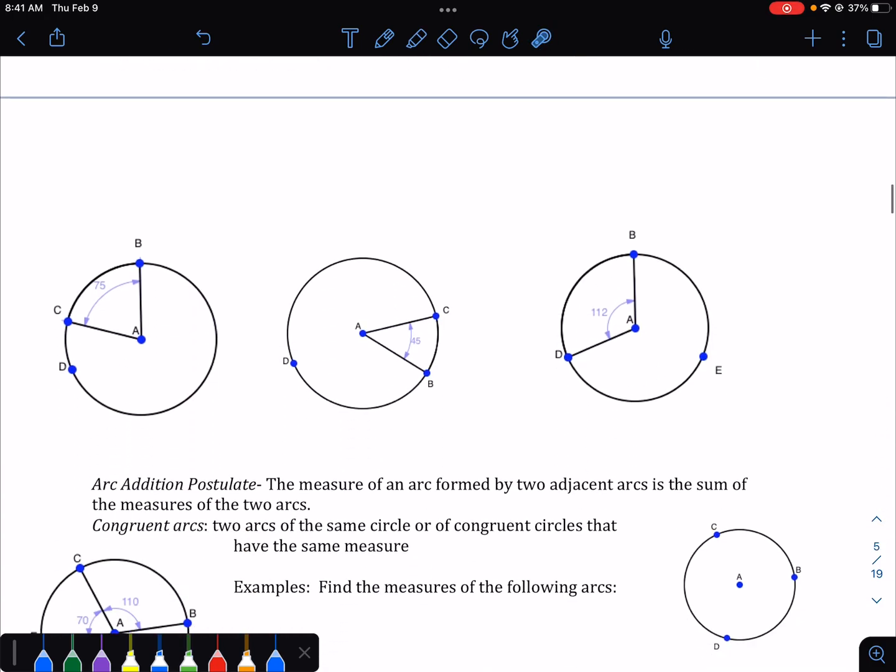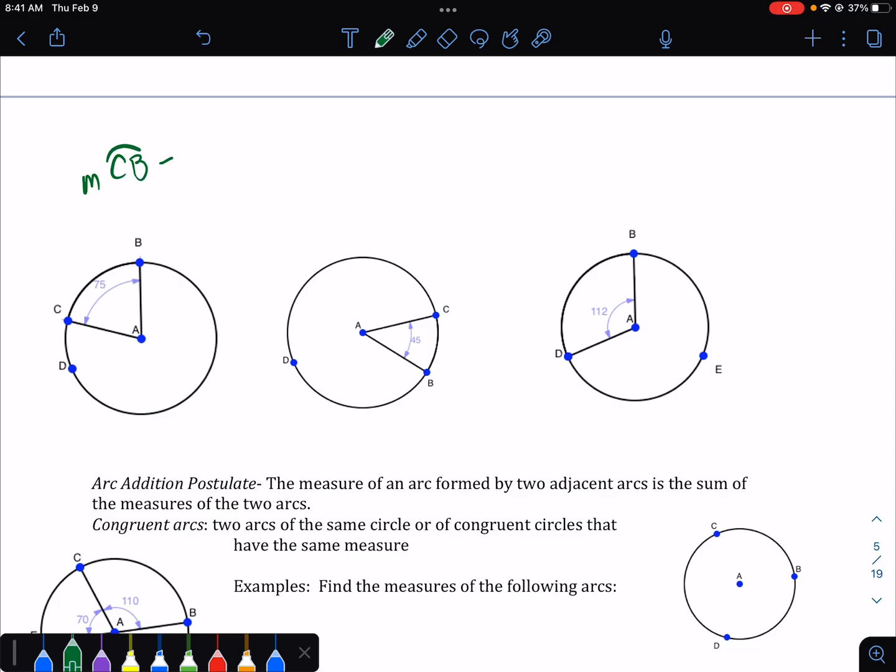Okay. So for example here, if I want to find the measurement, we use that M beforehand, of arc CB, then that would be, since our central angle of CB, so this is our arc CB, since that central angle is CAB, and we know that's 75, I just wrote over it over here, then that means that the arc has to be 75 as well. So try these two.